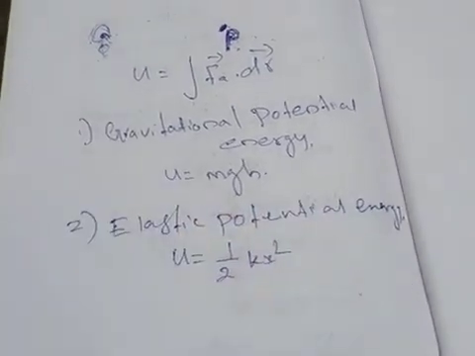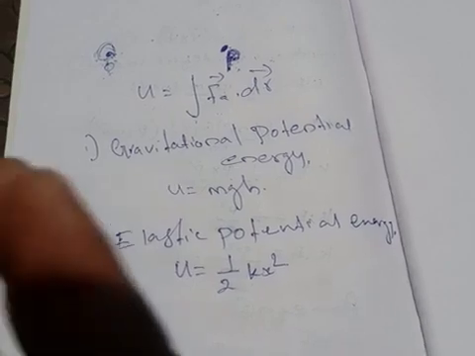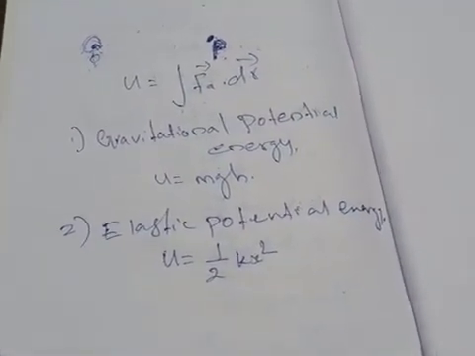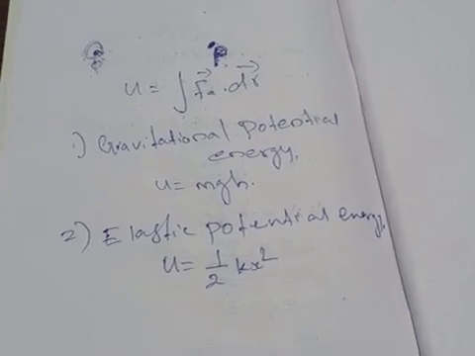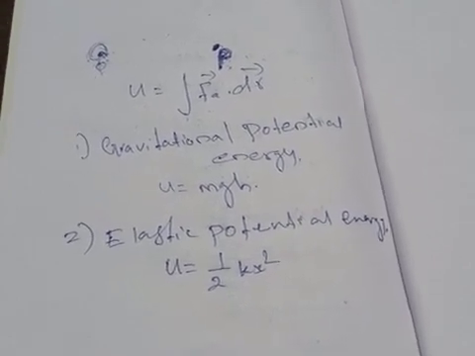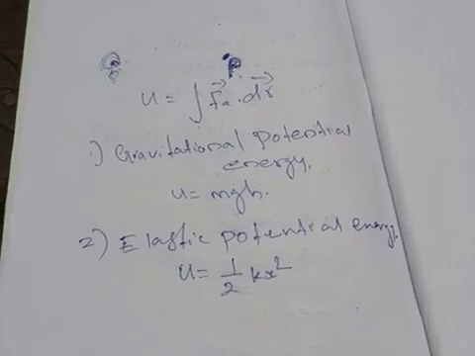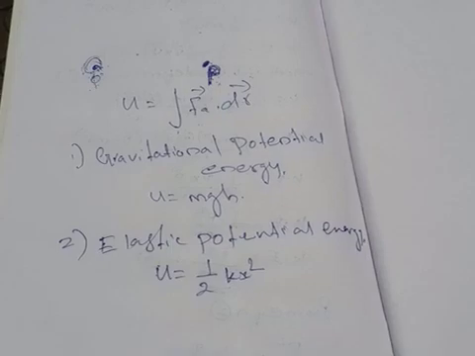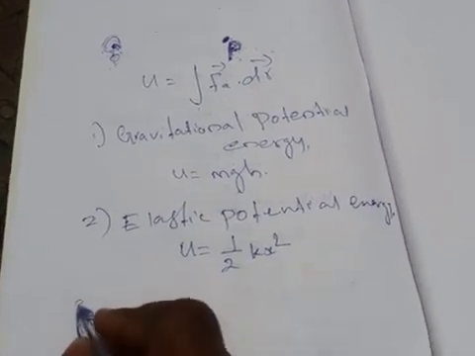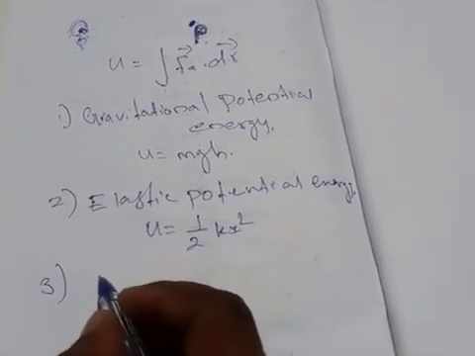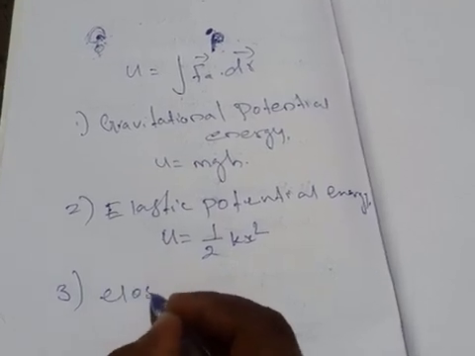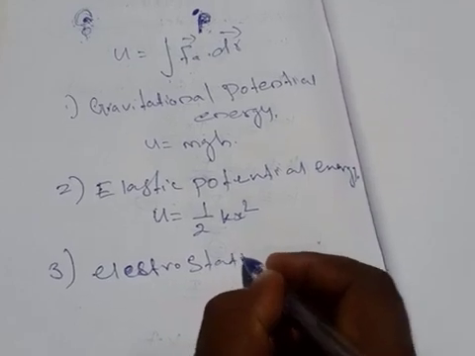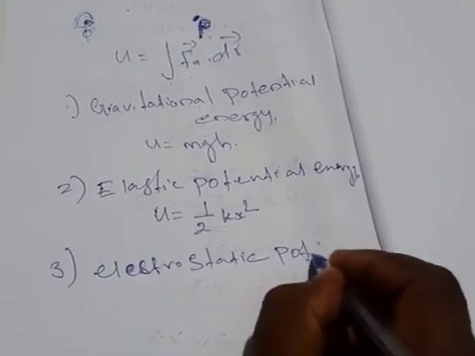For example, if you have a rubber band, you can take it and stretch it. When we stretch the rubber band and hold the stretching force on it, that rubber band possesses elastic potential energy. And the last type of energy given for you is the electrostatic potential energy.